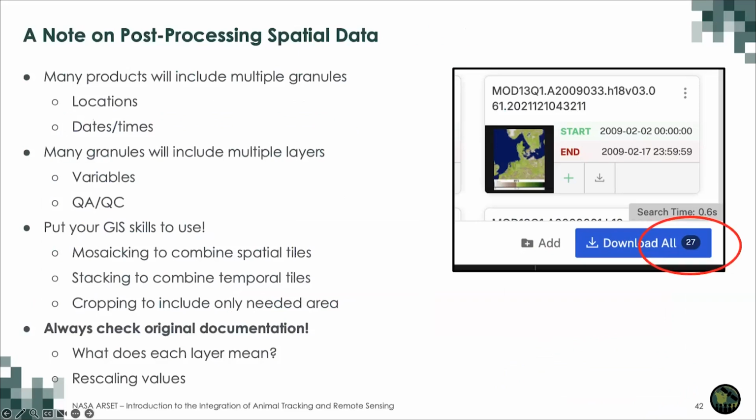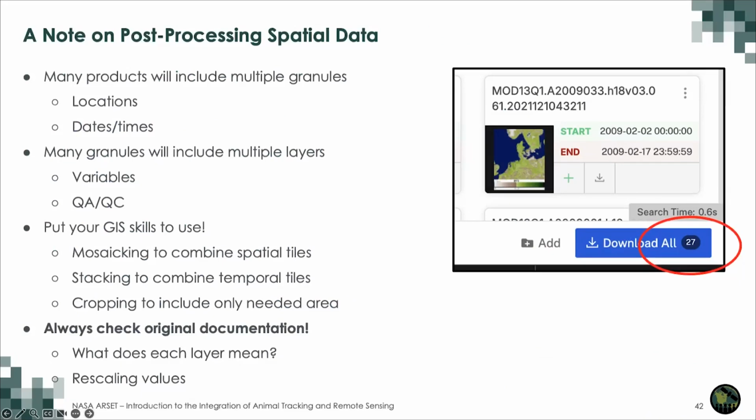So in this example, we're downloading 27 granules. In this case, that includes only one tile across space, but multiple dates or times. So we're going to have to deal with that when loading those data into R in order to extract them at the locations of our animal tracking data.